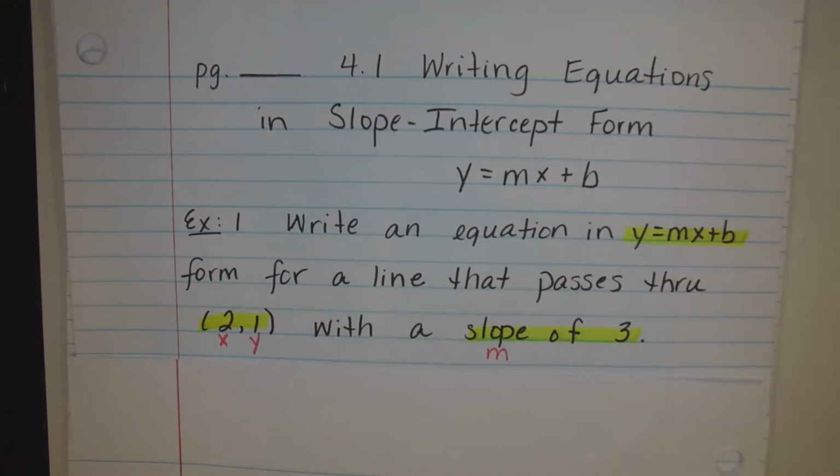All right. Now, review. Slope-intercept form, we need 2 things. What are they? Slope and y-intercept. M and B, right? M stands for slope. What does B stand for? Y-intercept. There you go. Okay.